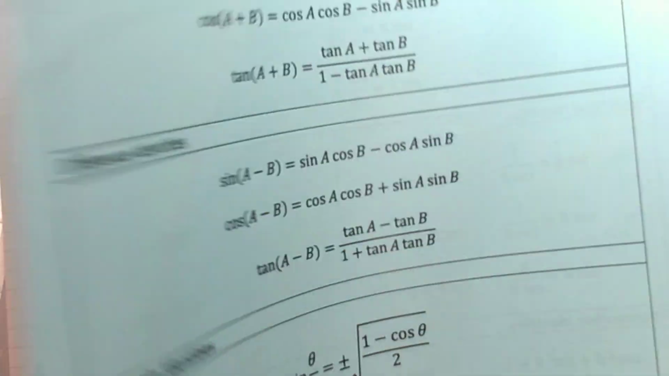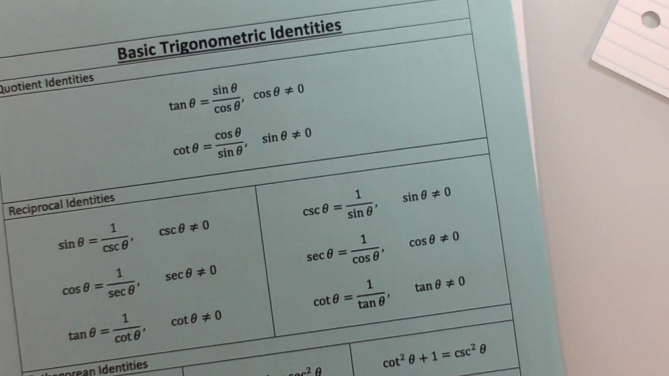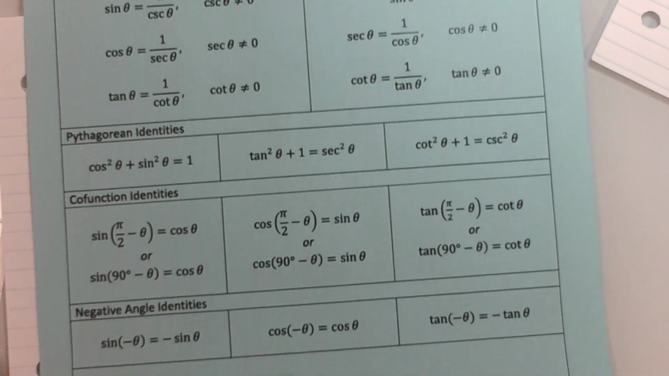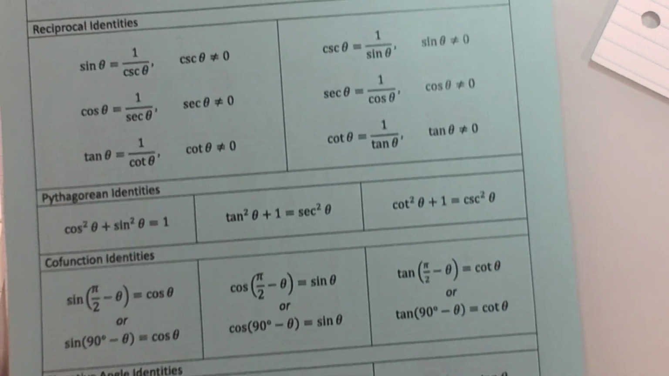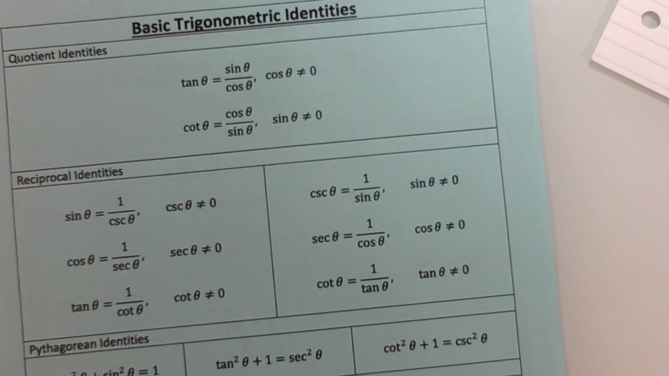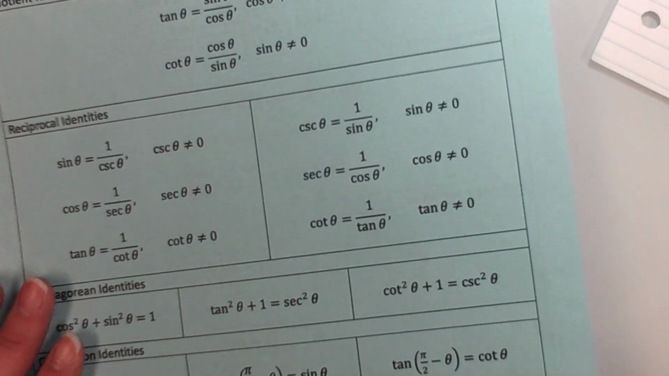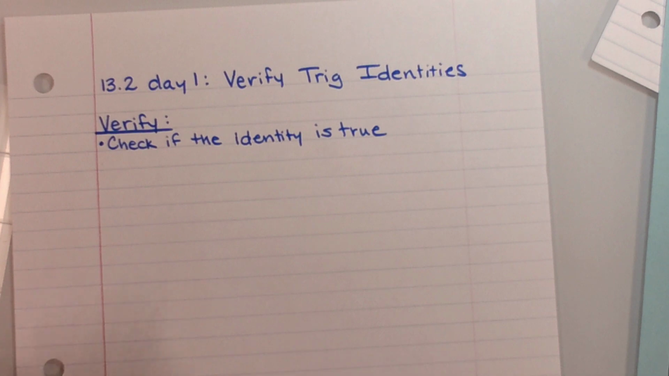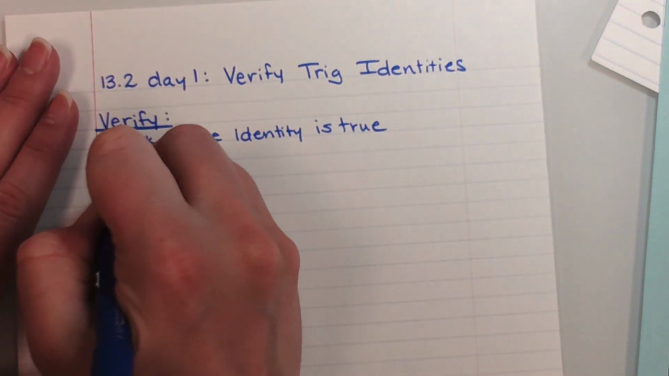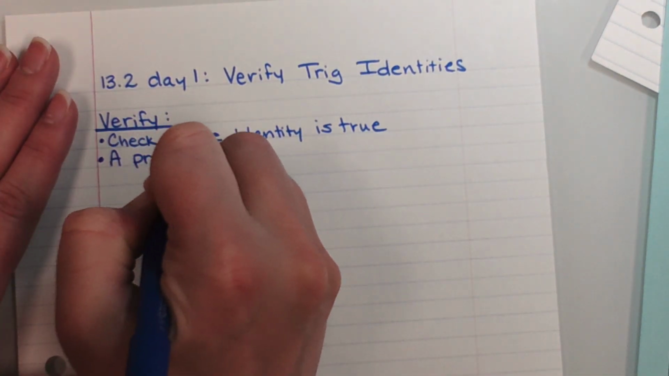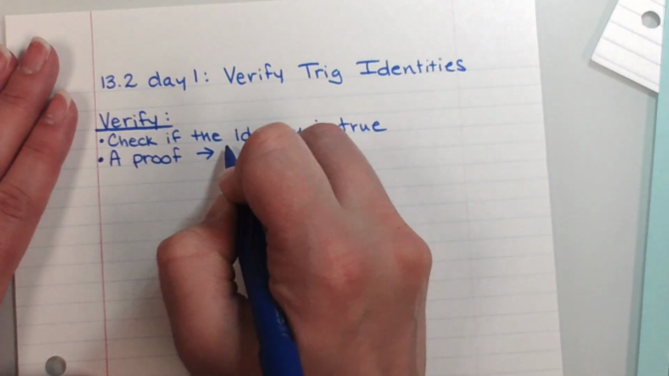Now, we're still not doing the ones on the back. We will get to those later. So the ones that we're going to be given are all related to things on this front sheet. And we are going to be able to check that they work based on the fact that we know that these work. Verifying a trig identity is a proof, meaning you must show all steps.